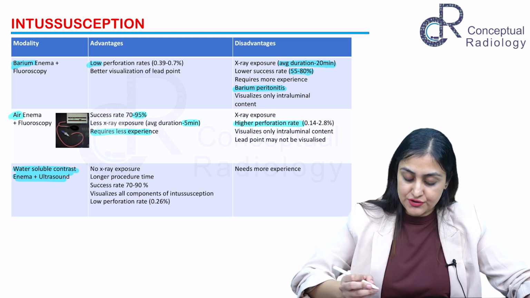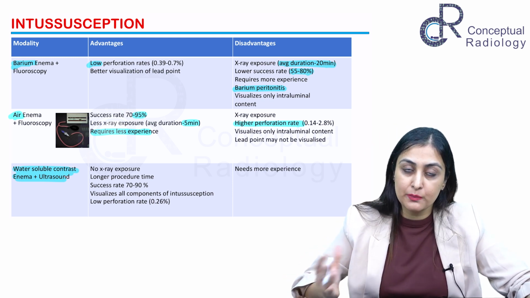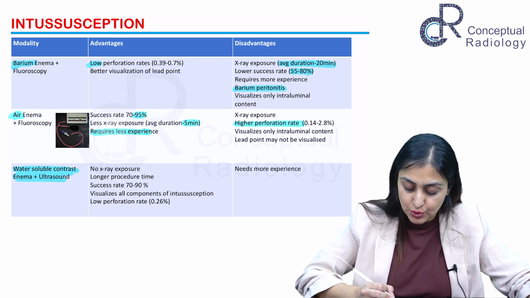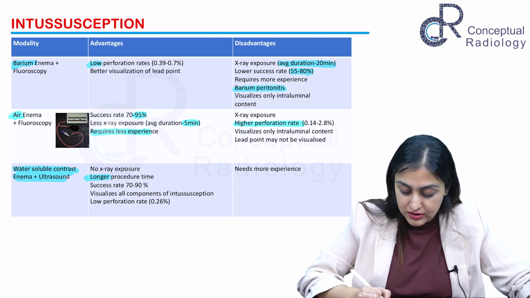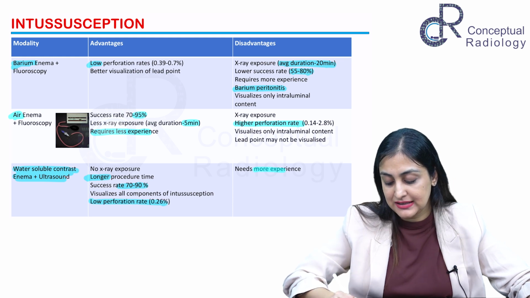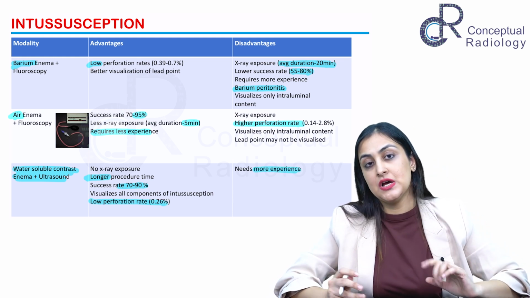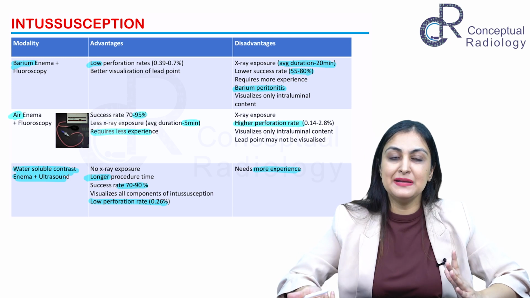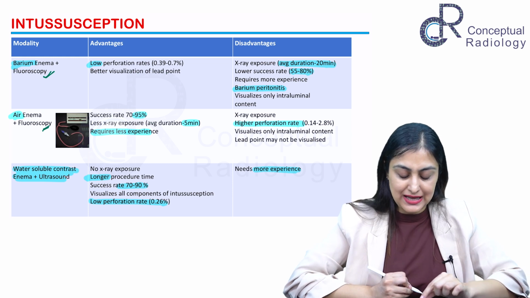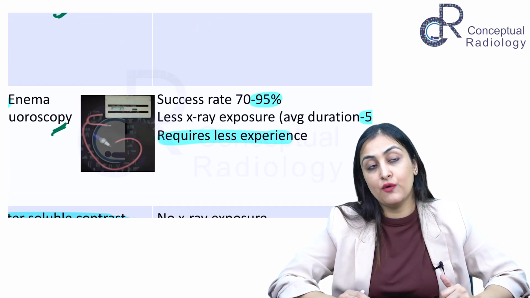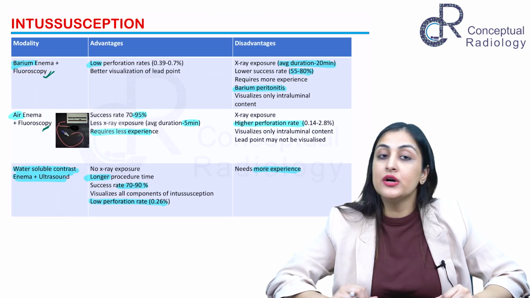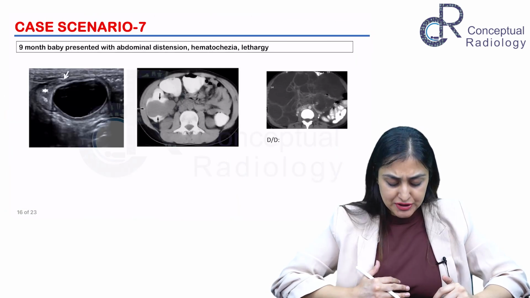The advantage with ultrasound is that you can visualize all the components, intra as well as extraluminal. It's a real-time investigation. There is no X-ray, but it can take longer. And the success rate is pretty high and perforation rate is low, but it needs more skill and experience. This is just a comparative analysis. In practice, what we end up doing is a barium enema most of the times or an air enema, and this is your equipment for pneumatic reduction with air enema. The pressure that you have to generate. All right, going on to the next case.